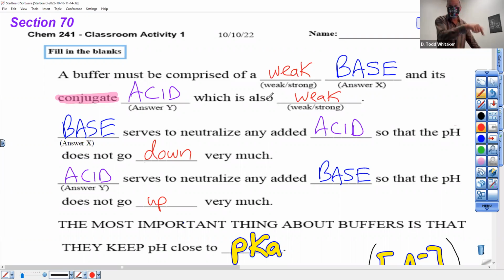So that's the real reason why this definition exists. It's a little misleading because the definition's worded like it's got to be a weak base. It doesn't have to be. It could be a strong base. Strong base neutralizes acid, but its conjugate acid partner can't neutralize jack. Okay? Nothing. It neutralizes nothing.